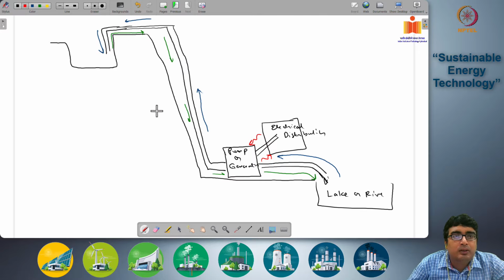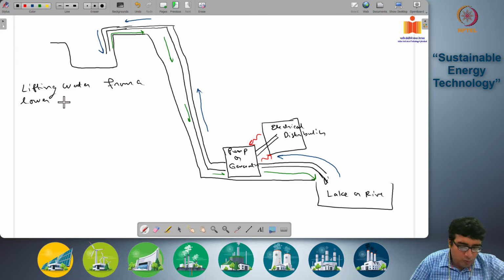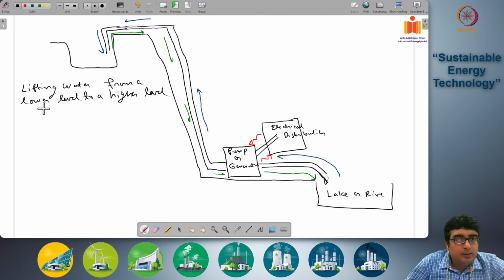So the basic operating principle in words is lifting water from a lower level to a higher level reservoir.